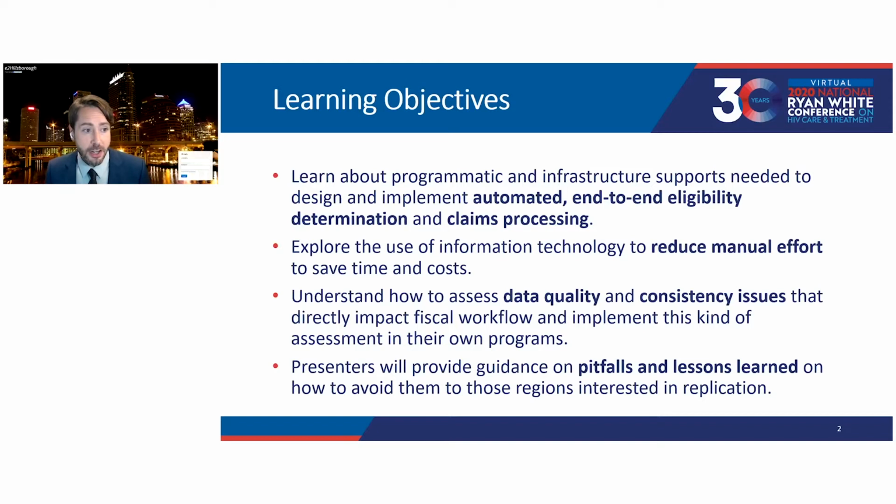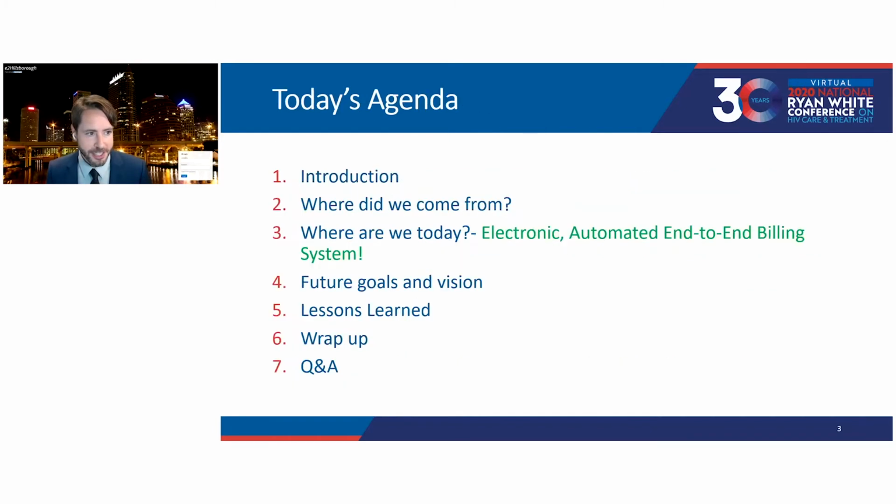The learning objectives today are to learn about programmatic and infrastructure supports needed to design and implement automated end-to-end eligibility determination and claims processing, explore the use of information technology to reduce manual effort to save time and costs, understand how to assess data quality and consistency issues that directly impact fiscal workflow, and implement this kind of assessment in your own programs. And presenters will provide guidance on the pitfalls and lessons learned on how to avoid them to those regions interested in replication.